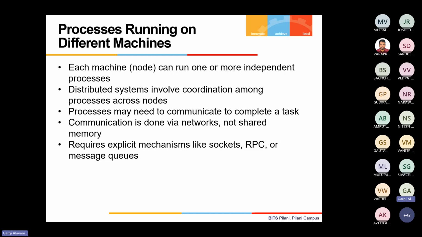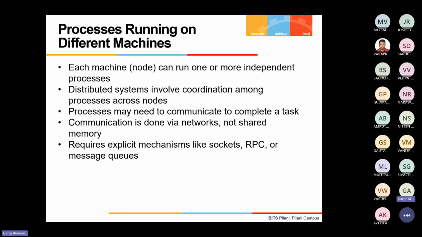When it comes to processes running on different machines in a distributed system, we don't just rely on one computer to do all tasks, and we have multiple machines, which are known as nodes. These nodes could be geographically distributed or connected using a local network. On each of these machines, we have a process running. And these different processes may share the memory, or they may be executing in isolation.